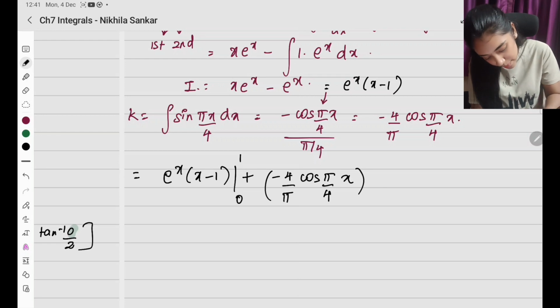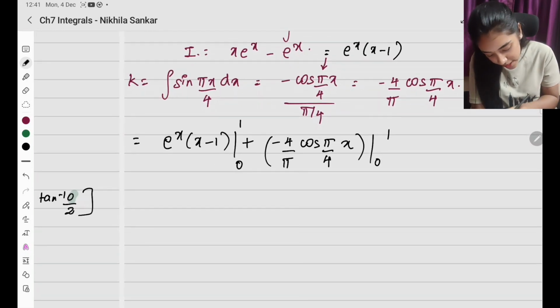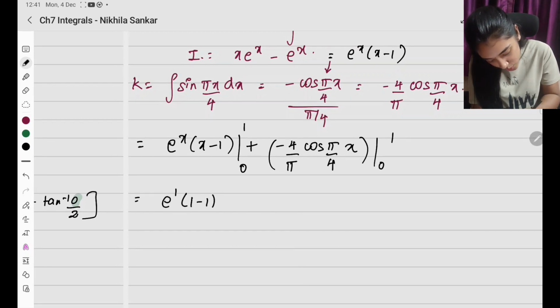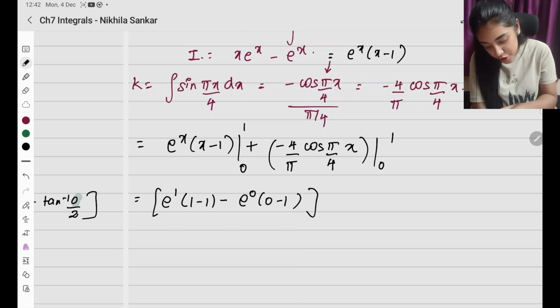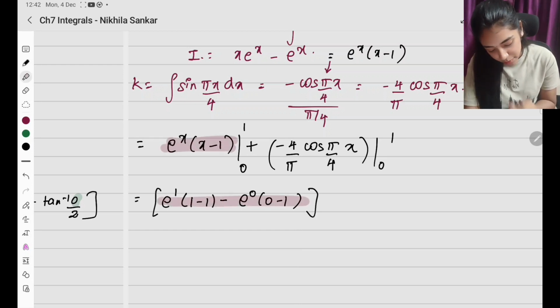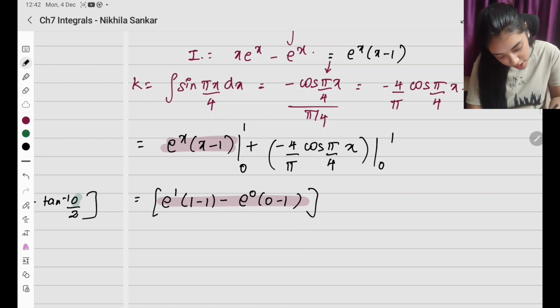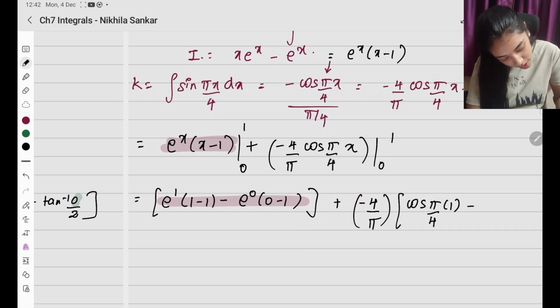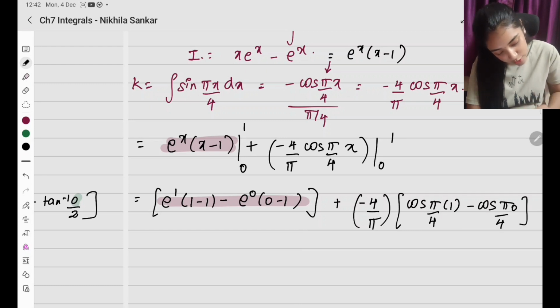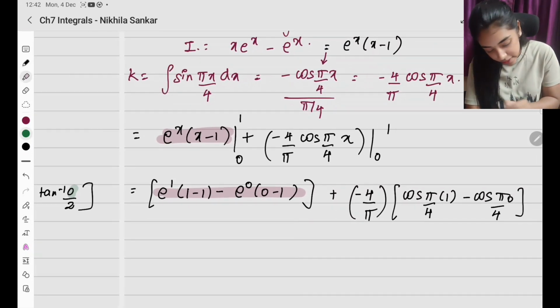I'm going to solve it separately, 0, 1 and 0, 1. When I substitute the values, for the first function I have e to the 1 times 1 minus 1, minus e to the 0 times 0 minus 1. So this is my first function in this particular one. Now I'm going to solve the second one. So I have plus, I'll take the minus 4 by pi outside, times cos of pi by 4 times 1 minus cos of pi by 4 times 0. Okay, so this is my second value.